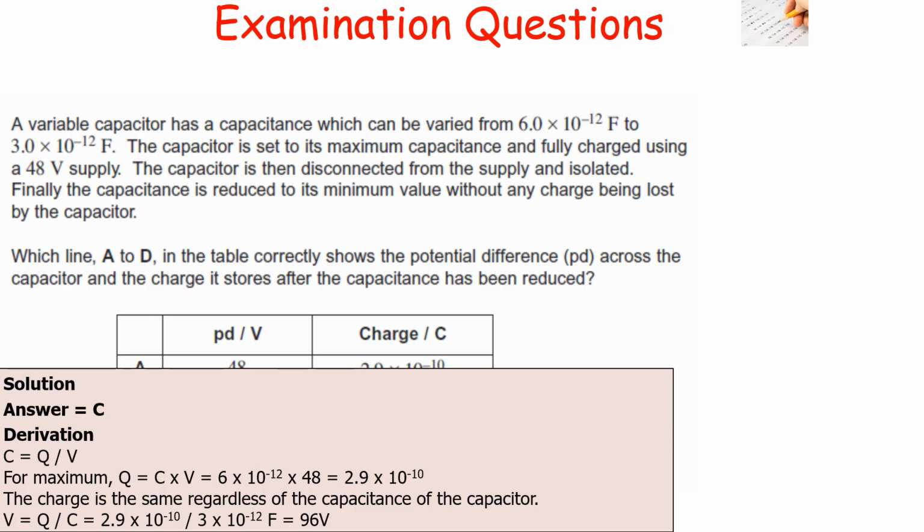And then the charge is the same regardless of the capacitance of the capacitor, so therefore we can say V is equal to Q over C, and we've got our C from our previous one. Now we know that when it's been reduced there, our capacitance is going to be 3 times 10 to the minus 12 farads, and therefore we know what our charge is going to be, 2.9 times 10 to the minus 10 from our previous part of the question, so we get 96 volts.